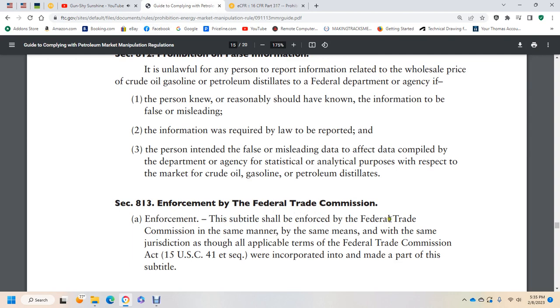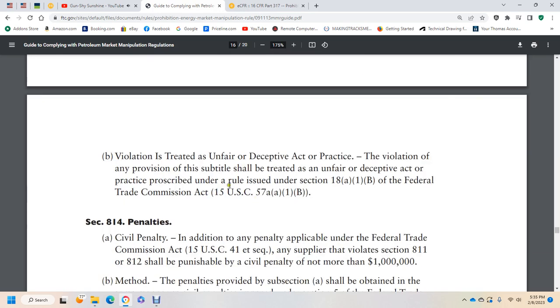Enforcement. This subtitle shall be enforced by the Federal Trade Commission in the same manner, by the same means, and with the same jurisdiction as applicable to the Federal Trade Commission Act, Title 15, United States Code 41 et seq., which were incorporated and made part of this subtitle. A violation of this subtitle shall be treated as an unfair or deceptive act or practice prescribed under the rules issued under Section 18(a)(1)(B) of the Federal Trade Commission Act, Title 15, U.S. Code 57a(a)(1)(B).